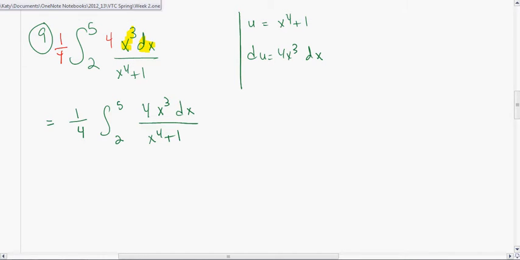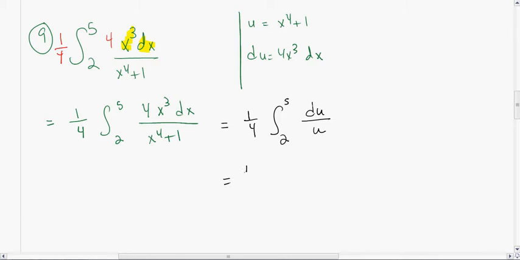Now I'm going to rewrite my integral. So this becomes 1/4 of the integral from 2 to 5. I'm going to do my u substitution now, du over u. Now that it's in this form, I can see that this will become the natural log when I integrate. So my problem is now 1/4 the natural log of u, and I want to evaluate that from 2 to 5.